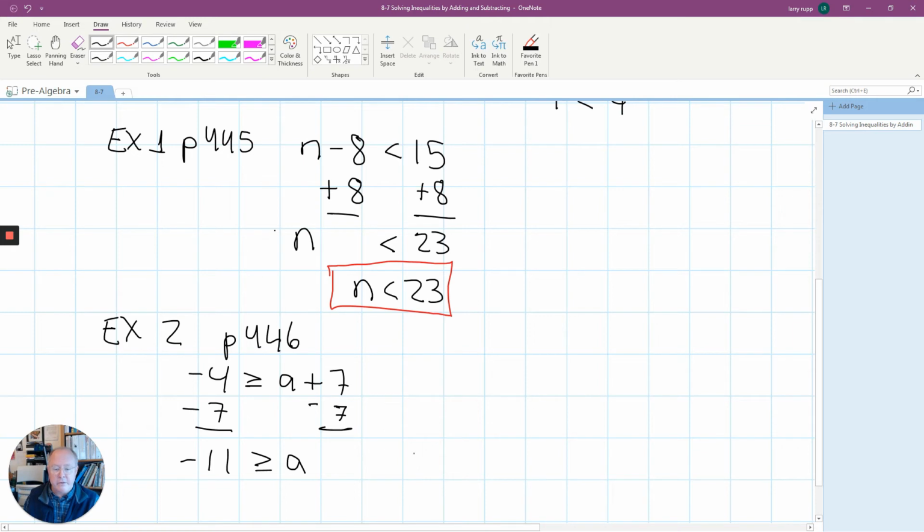Now, when you rewrite this with the variable on the left side like this, make darn sure that you orient the inequality sign correctly, okay? So for the A, the inequality sign is pointing to the A. So make sure that when you rewrite it, the inequality sign points to the A. All right? So that is all A's such that A is less than or equal to negative 11.